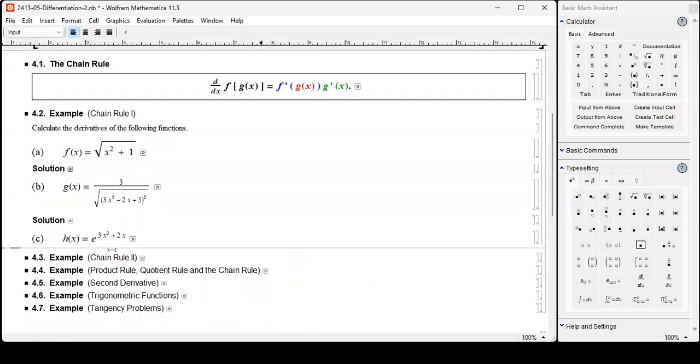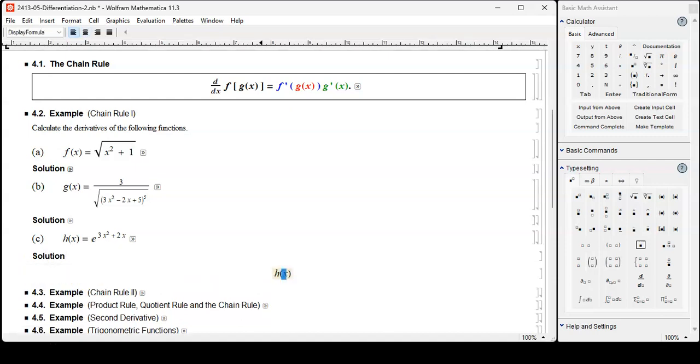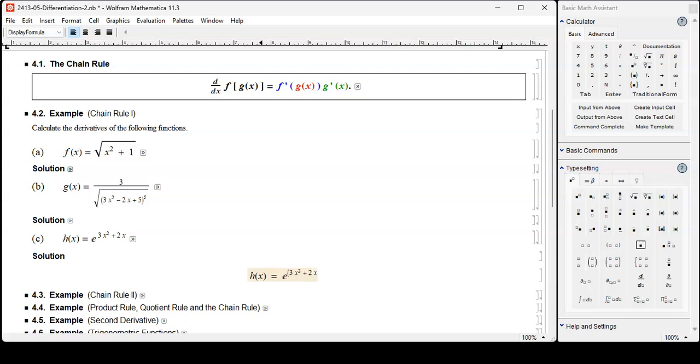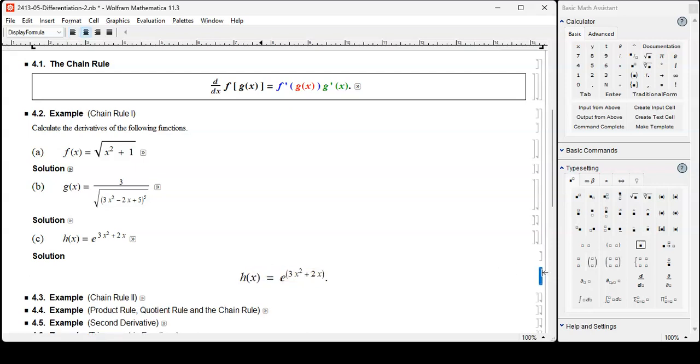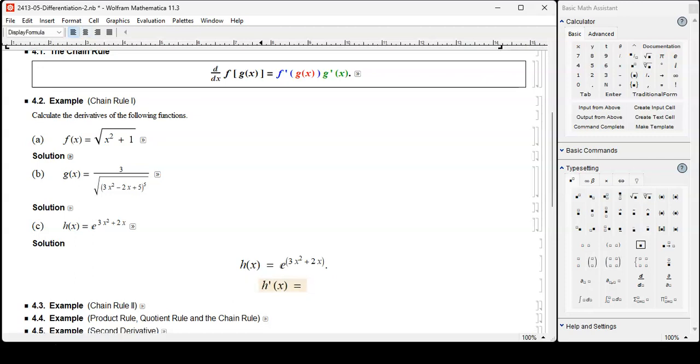Okay, we have another. Stop the playback and try on your own. Exponential of 3x squared plus 2x. Okay, alright, that's what we have here, but it's hard to read, so let's expand the font. And let's calculate the derivative. Alright, go ahead, what do you get?